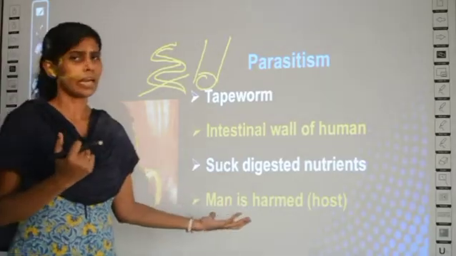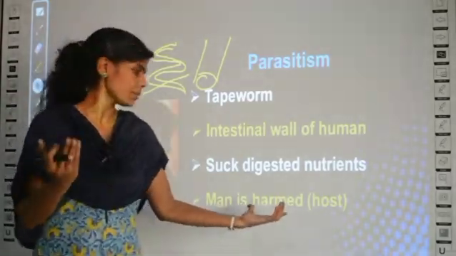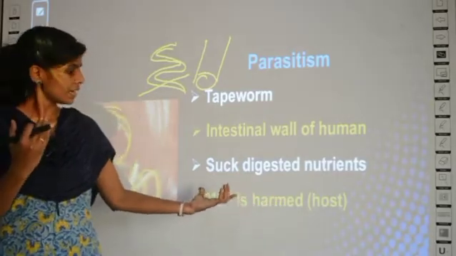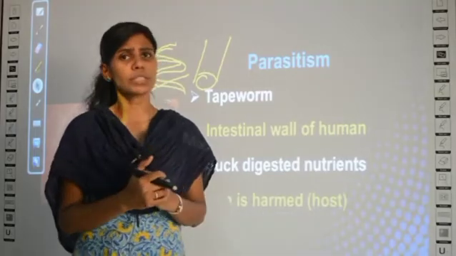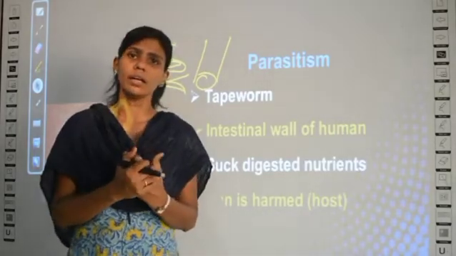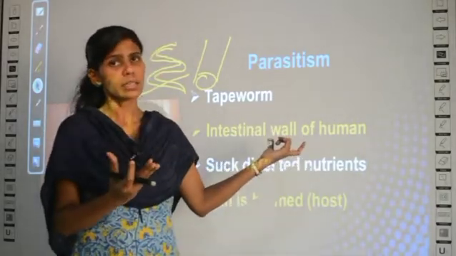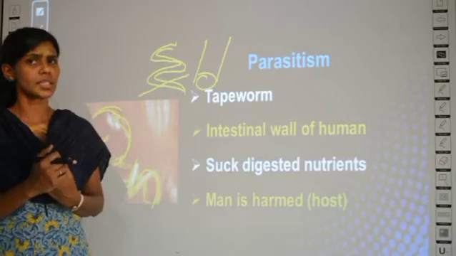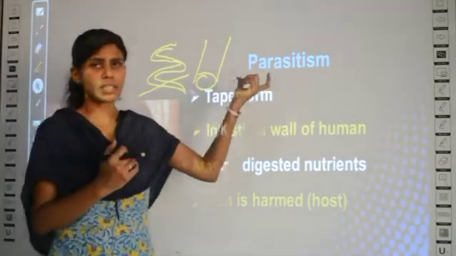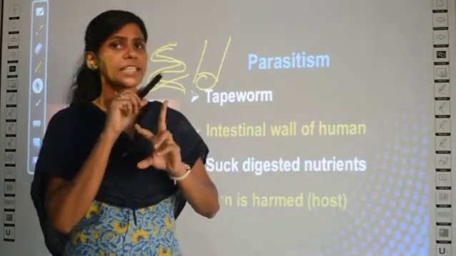Man is harmed. I am giving an example of a child, but generally human beings, even elder people, can have this problem. So man is harmed. So here, who is the host? Man is the host. Why? Because he is affected. Then who is the parasite here? The tapeworm is the parasite. Do you understand what parasitism is? It is a relationship between two organisms called parasite and host.